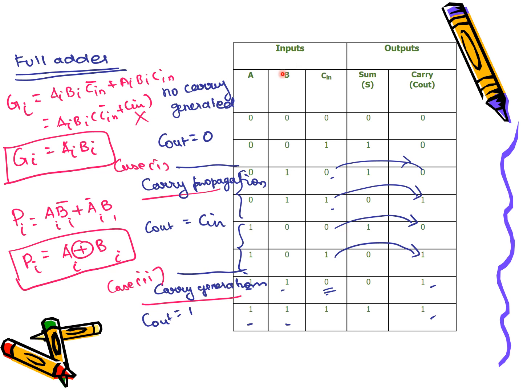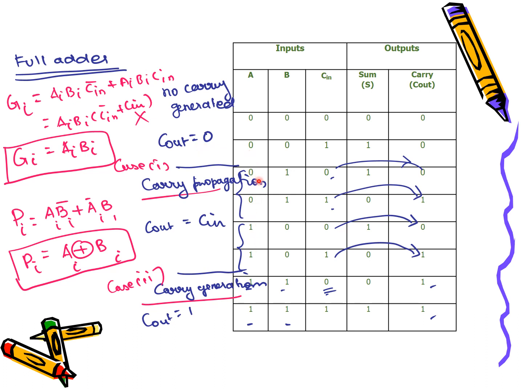Take, for example, the full adder truth table. Observe that I can divide this full adder truth table into 3 cases. For the first 2 cases, when both inputs A and B are 0, even if the previous carry Cin is generated or not, the final carry is not generated. So this we call a no carry generated condition, and we denote it with Cout equal to 0.